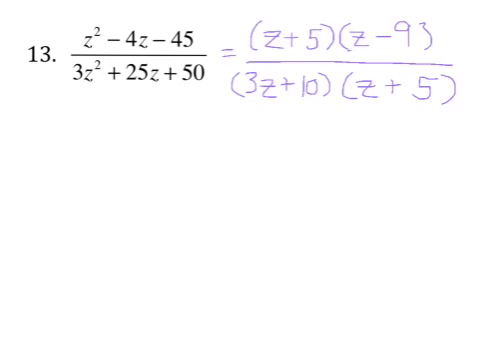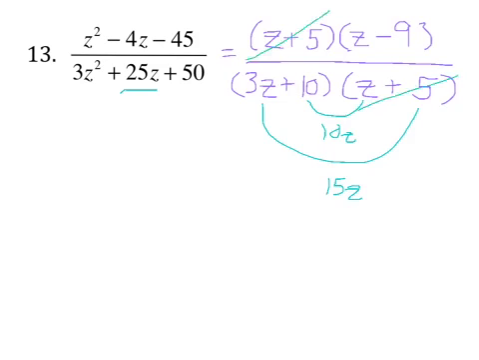So let's do the smiley face method really quick to check and see if we guessed right. So in the middle we get a 10z, and on the outside we get a 15z, and that makes a 25z. So we know that we factored everything correctly. So now we know that the z plus 5s can cancel, and our final simplified version is z minus 9 all over 3z plus 10.